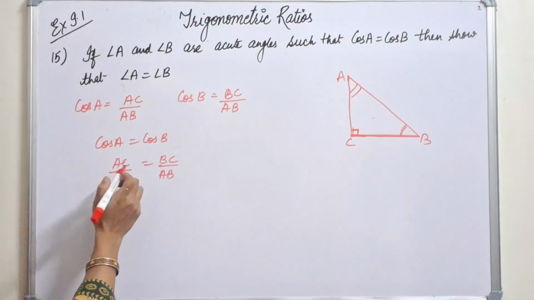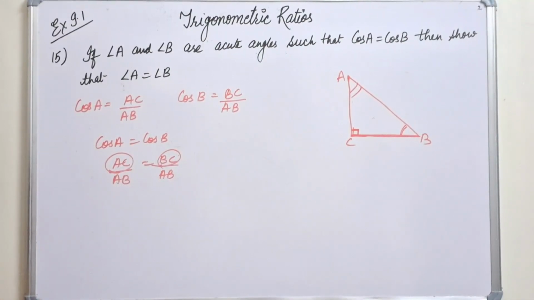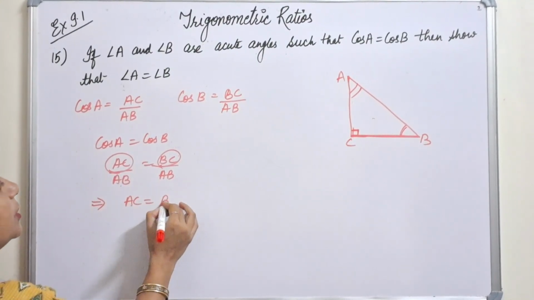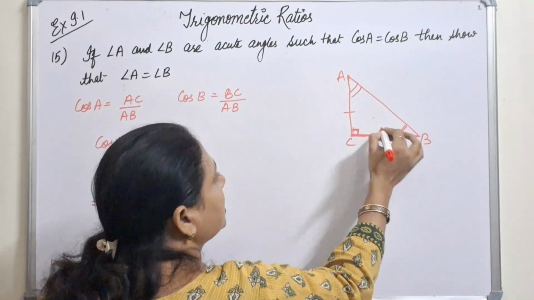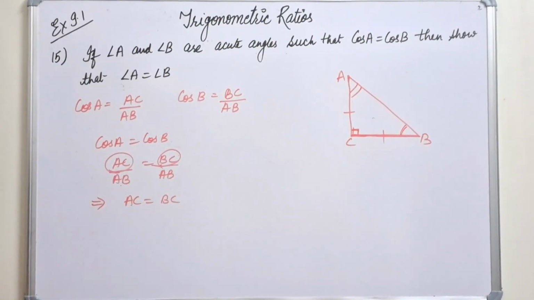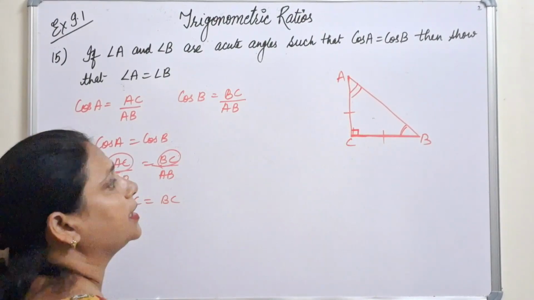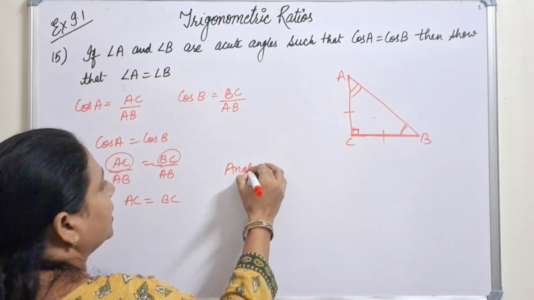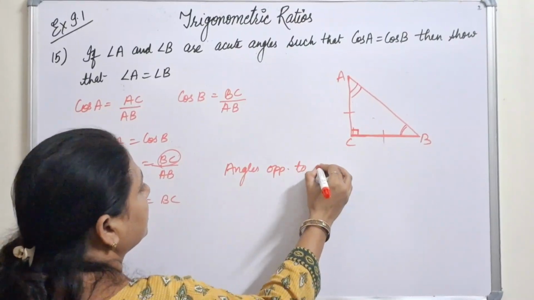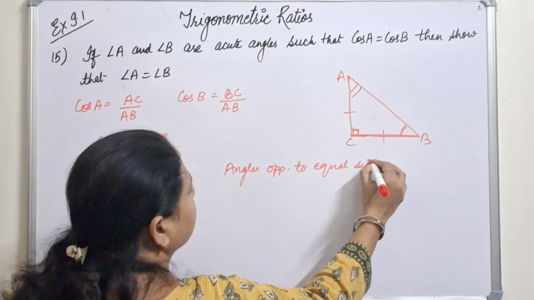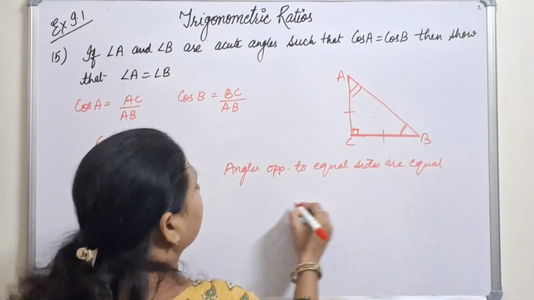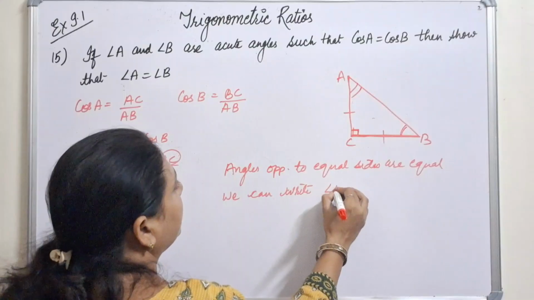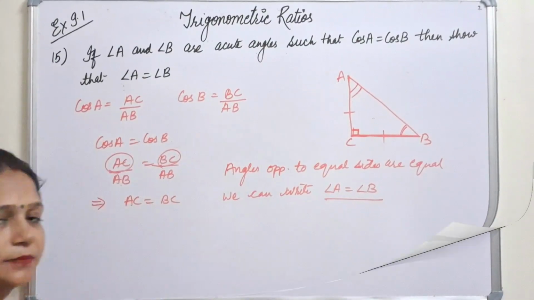So it can be only equal when this numerator will be equal. Denominator is already equal. So this implies AC is equal to BC. Means sides are equal. Sides are equal, it means it is an isosceles triangle and angles opposite to equal sides are equal. Angles opposite to equal sides are equal. So we can write angle A is equal to angle B.